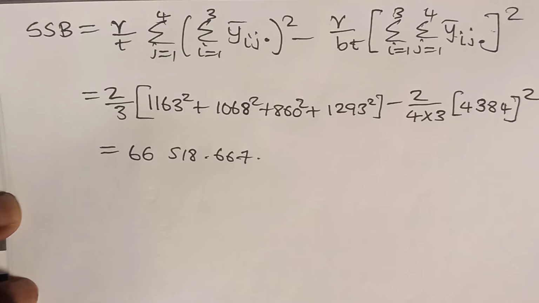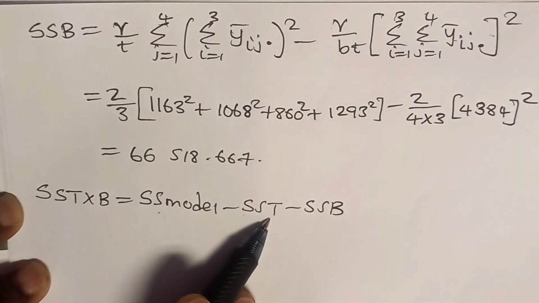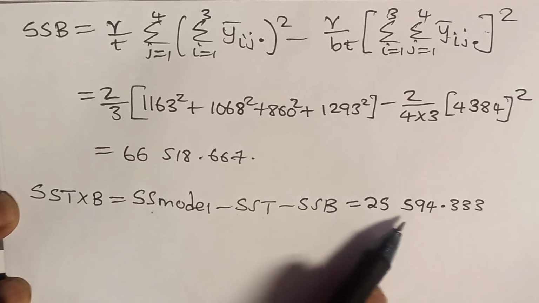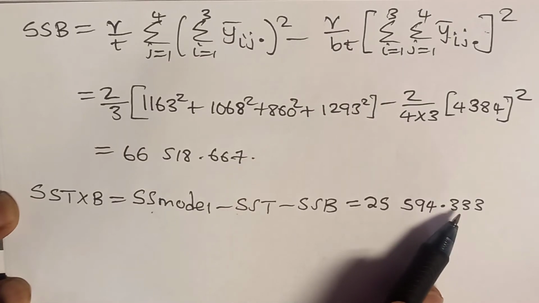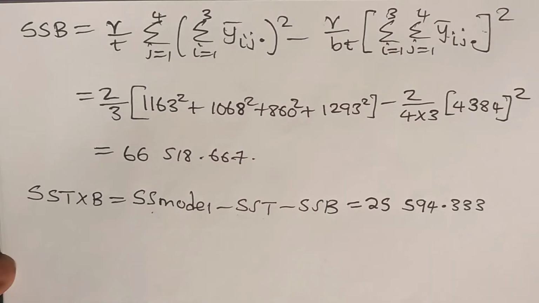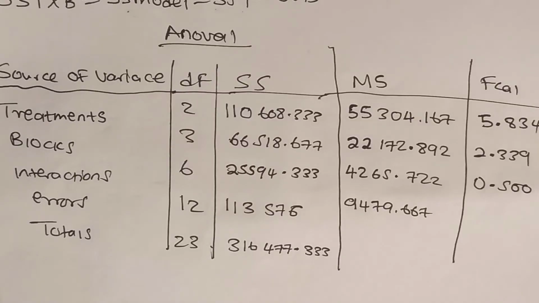Now that we have SS treatment and SS block, we can find SS interaction, which is given by SS model minus SS treatment minus SS block. So we have 25,594.3333. We can now go to the ANOVA. This is our summary table.